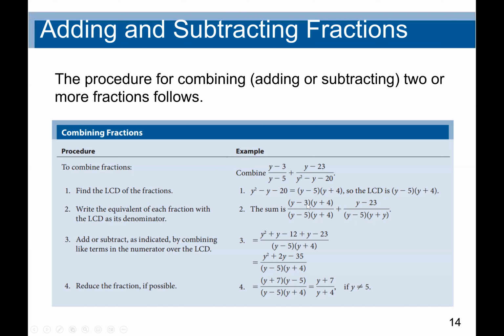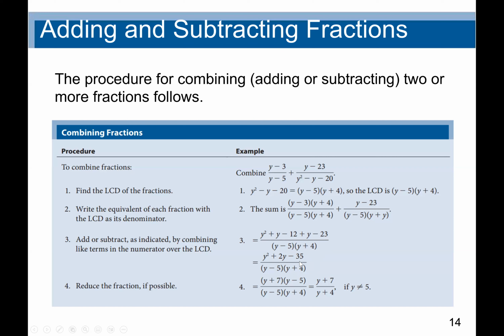So we multiply (y minus 3) times (y plus 4), and that gives us y squared plus y minus 12. Then we add it to y minus 23. These two denominators, we take only one, so we take (y minus 5)(y plus 4). Then we combine the like terms: y plus y gives me 2y, and minus 12 minus 23 gives me minus 35, with the y squared.